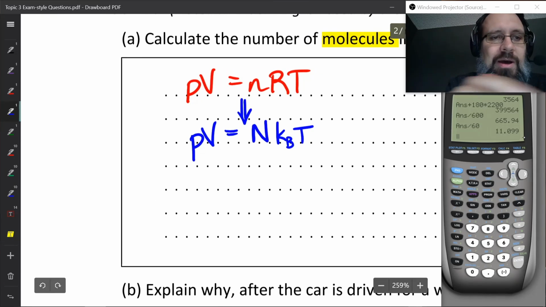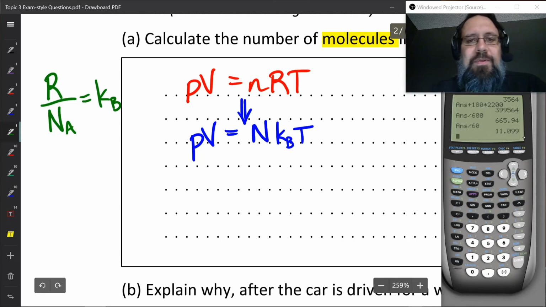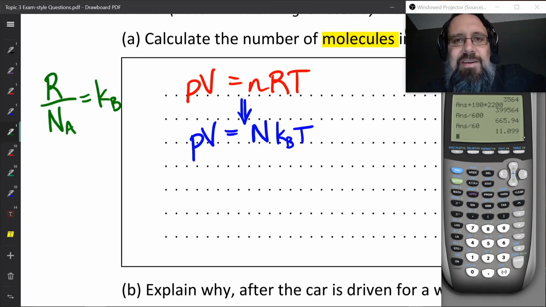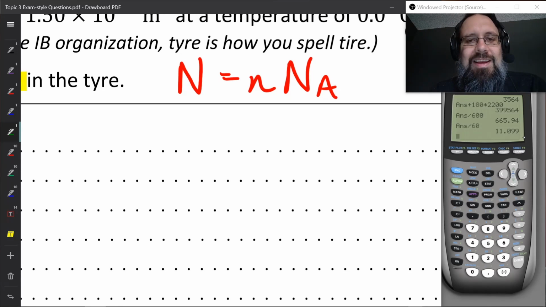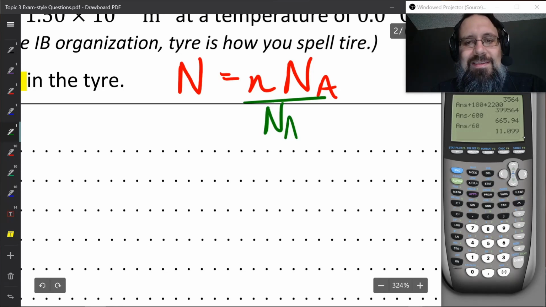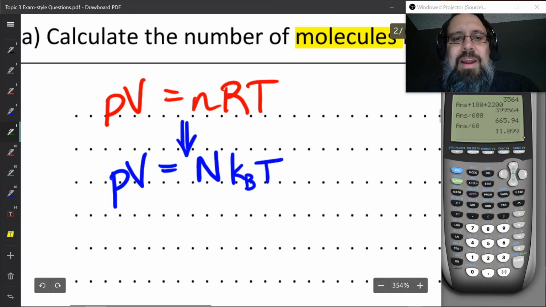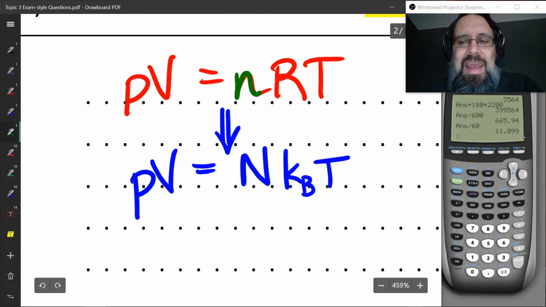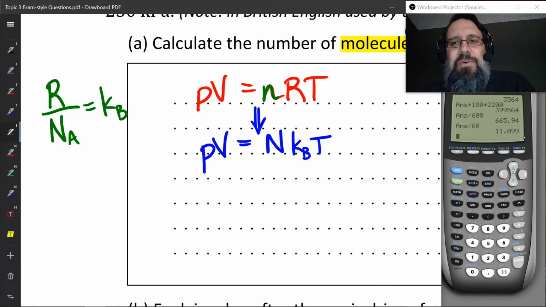I can show you a little bit more about why that works. The reason is because R divided by Avogadro's number, that's Boltzmann's constant. So if we divide this top equation by Avogadro's number, then you can see that we can substitute little n for big N over N_A. So now this little n is big N over N_A. And then we end up with R over N_A, and so we can just substitute in Boltzmann's constant.